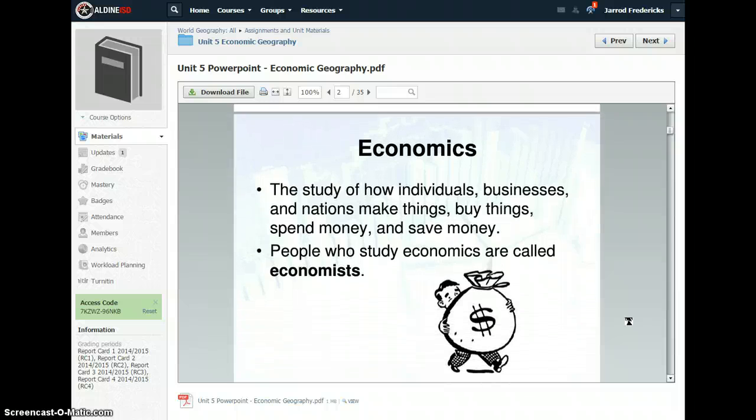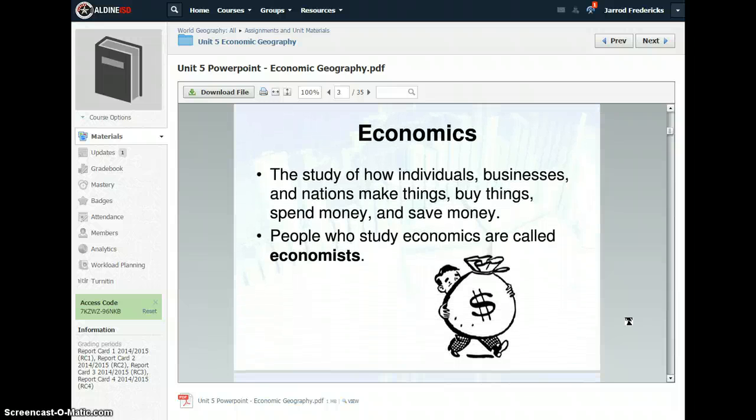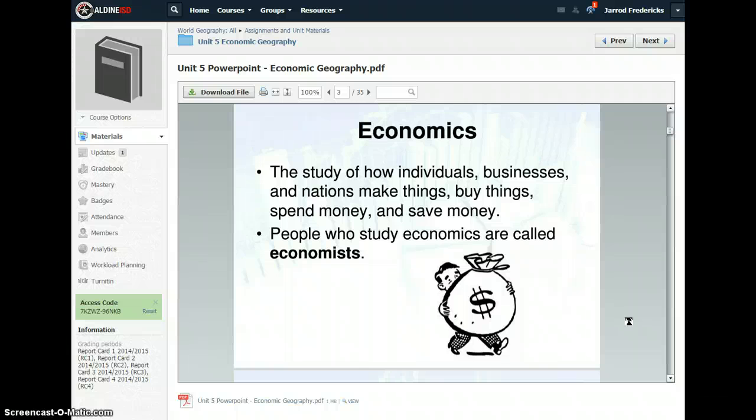So economics is the study of how individuals, businesses, and nations make things, buy things, spend money, and save money. The people who study economics are called economists.